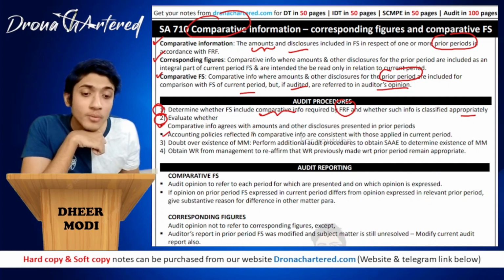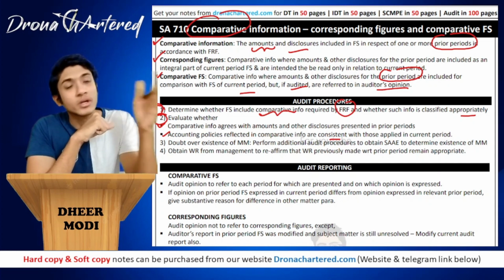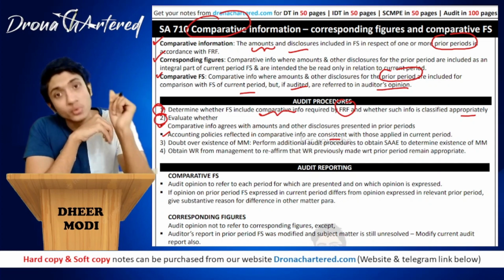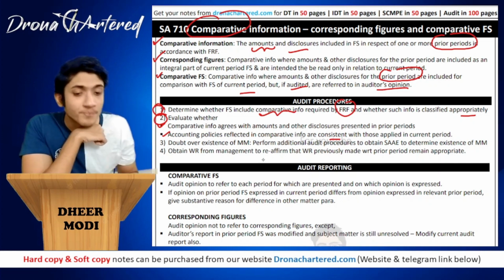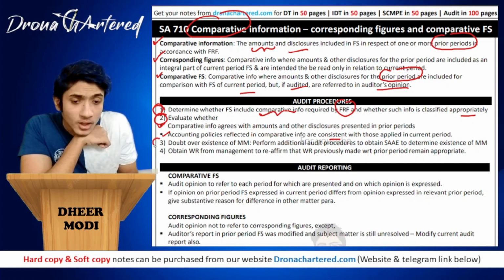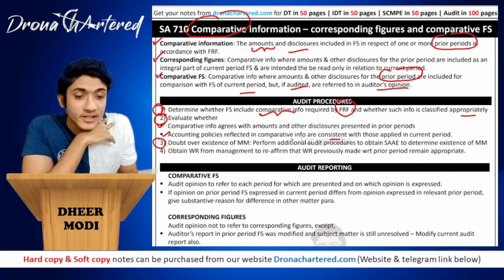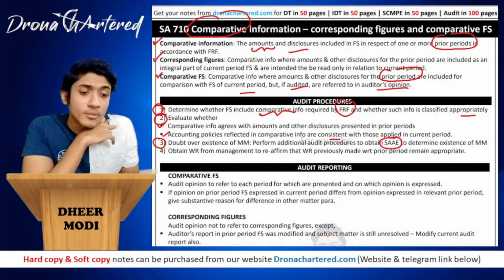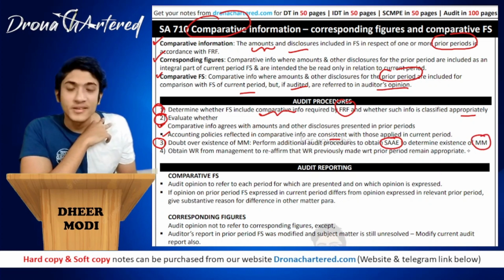Next is whether the accounting policies reflected in the comparative information are consistent with those applied in the current period. That is, whatever accounting policies or procedures I had used in my prior period, whether these are the same or not in the current period also. Third, doubt over the existence of material misstatement. If you feel that there is any material misstatement, you will perform additional audit procedures to obtain sufficient and appropriate audit evidence to determine the existence of material misstatement.